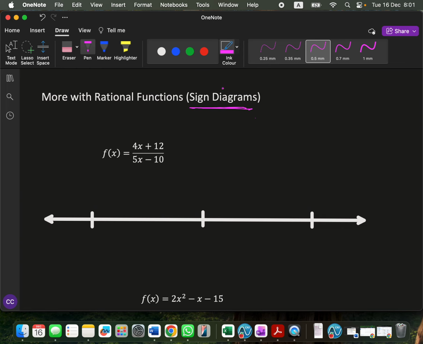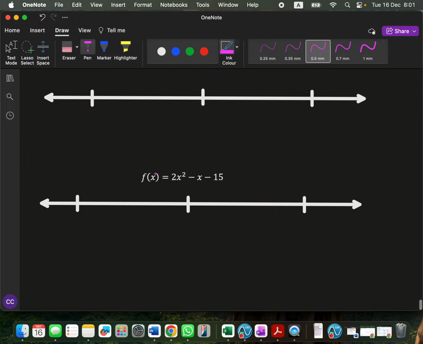So before we jump in with a rational function, I want to do something with a function that maybe we're a little bit more familiar with, a quadratic. So looking at this quadratic, the things that we want to know are where does it cross the x-axis.